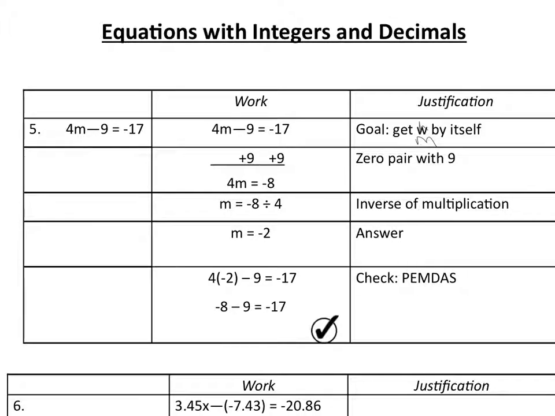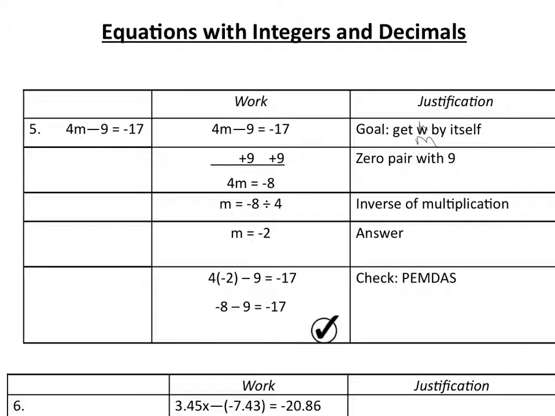Now, in order to do that, we're going to make a 0 pair with 9. So how do we make a 0 pair with 9? Well, since we said minus 9, to make a 0 pair, we got to add 9. And we end up with negative 17 plus 9. Signs are different, so we subtract, and we have more negatives. The 17 is the larger absolute value, making it negative 8.